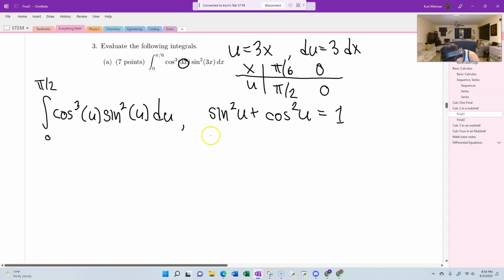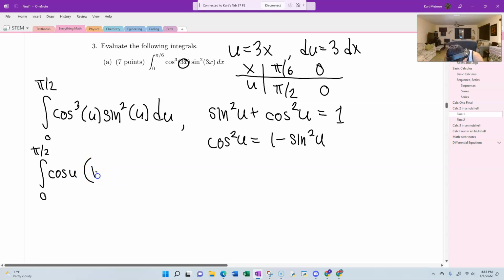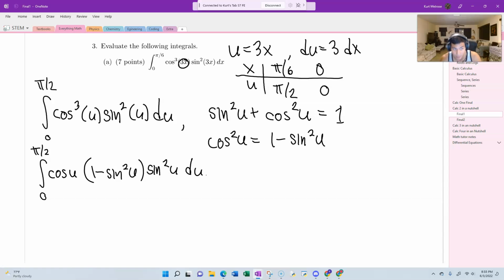So I'm going to write cosine squared u as 1 minus sine squared u. So then I could rewrite this integral like this, right? Cosine u, and then 1 minus sine squared u, sine squared u, du. That's exactly the same thing, right? I just used the identity to rewrite. This is technically cosine cubed, so I didn't do anything wrong.